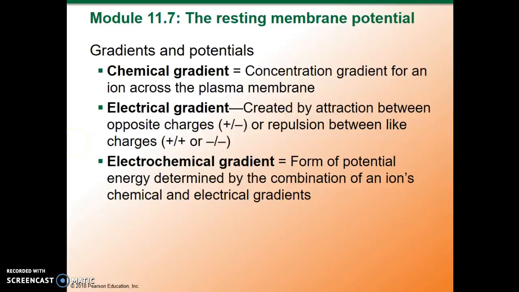So there are two gradients, the chemical gradient and the electrical gradient. The chemical gradient is the concentration gradient for the ion across the plasma membrane. For example, there's more potassium inside the cell than outside the cell. There's a gradient there. The electrical gradient is created by attraction of opposite charges or repulsion between like charges. Just as with a magnet, north and south attract each other, but north and north poles repel each other. The electrochemical gradient is the form of potential energy determined by a combination of the chemical and electrical gradients.